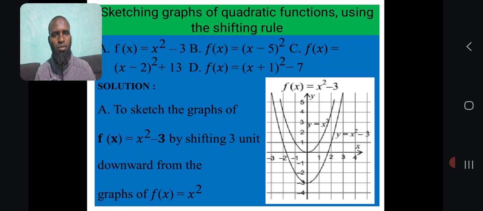But when we shift by minus 3, it will go down 3 units from 0. As you can see, the second part of the graph, which is y = x² - 3. By minus 3, or by 3 amount down, it means 3 units down. Very good.